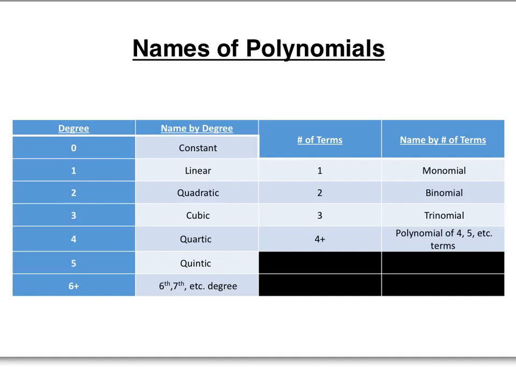We can also name them by number of terms. 1 term would be monomial, 2 terms would be binomial, 3 terms would be trinomial, and everything else is just a polynomial of however many terms it happens to have. So for example, 3x to the 5th minus x, this would be a quintic binomial. Quintic because it has degree 5, and then a binomial because it has 2 terms.